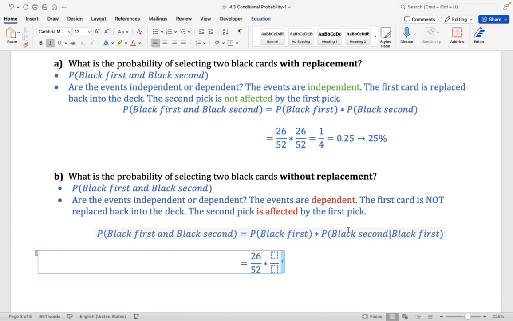To calculate the probability of a black second, given that you pulled a black card first, we're going to write that we have 25 black cards. We're going to divide this number by 51. Go ahead and type this on your calculator and let's round to 4 decimal places. So we should have 0.2451. And then go ahead and turn it into a percent. Remember, to go from a decimal to a percent, you simply multiply the decimal by 100. You should have 24.51%.